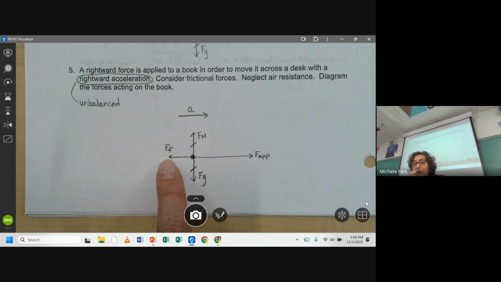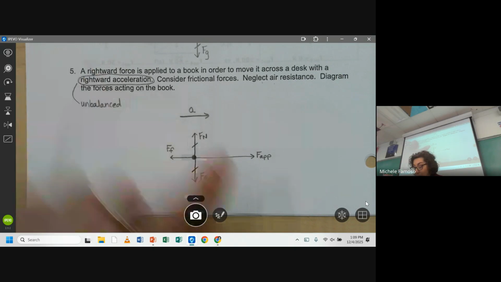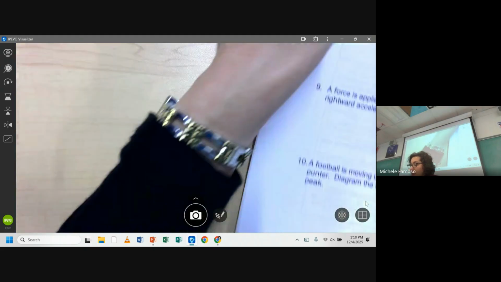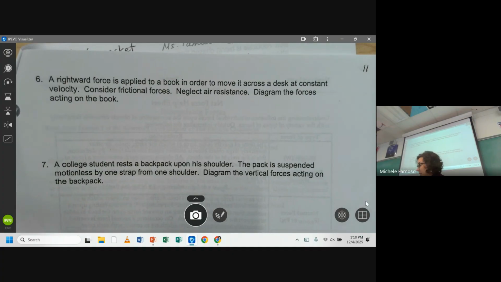Now, look at the size of that compared to this. How do I know that the friction force is smaller than the applied force? What's the key in this problem, which kind of clues me into that? Jacoby? That's right. And what we learned yesterday is that whichever direction we're accelerating in is where we have more force. We have more force to the right because that's the direction of the acceleration. Okay? Questions so far? Okay, I want you to take 5 or 6 minutes now to work on the diagrams on page 11, please.